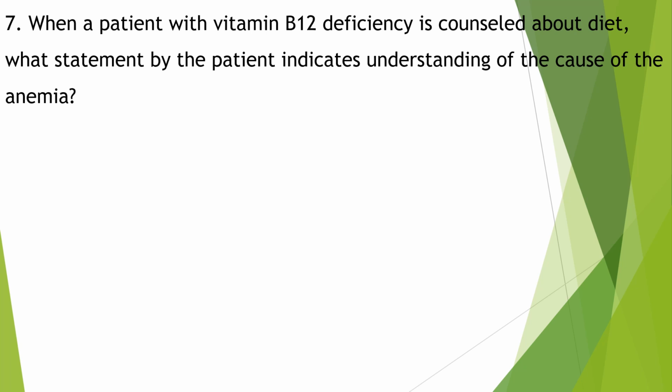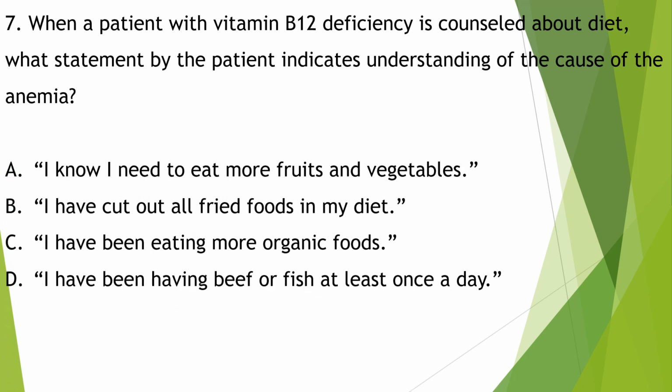When a patient with vitamin B12 deficiency is counseled about diet, which statement by the patient indicates understanding of the cause of anemia? I know I need to eat more fruits and vegetables. I have cut out all fried foods in my diet. I have been eating more organic foods. I have been having beef or fish at least once a day.